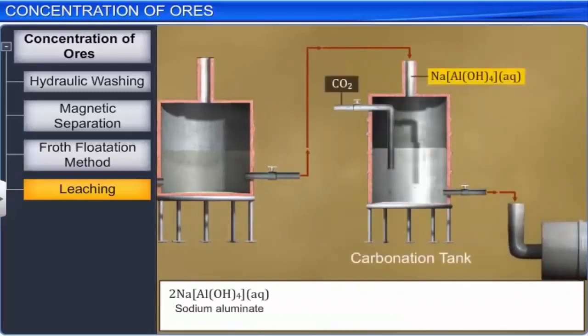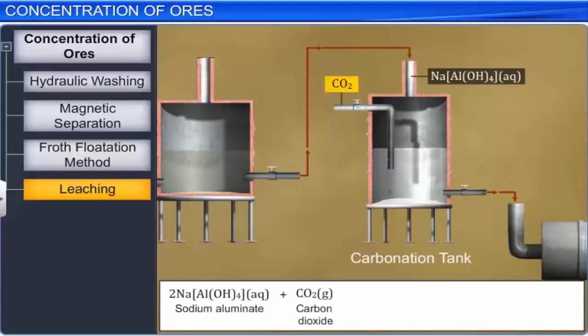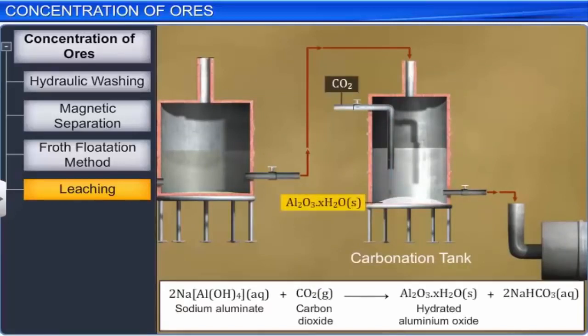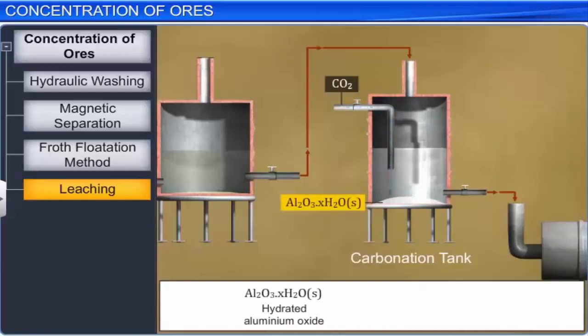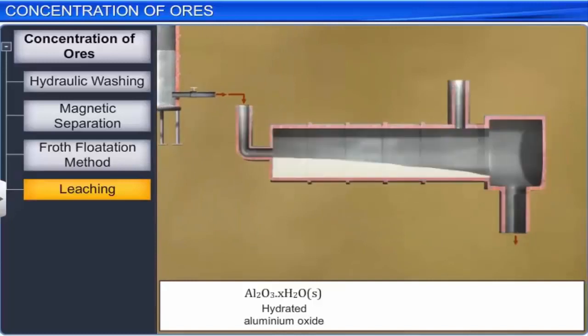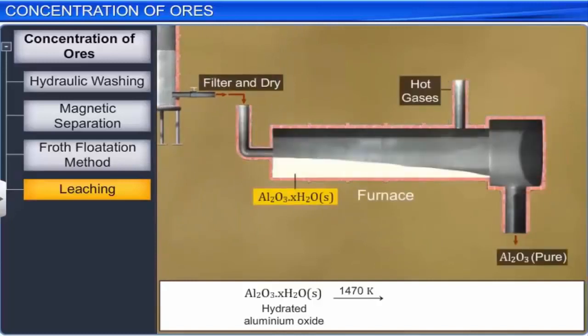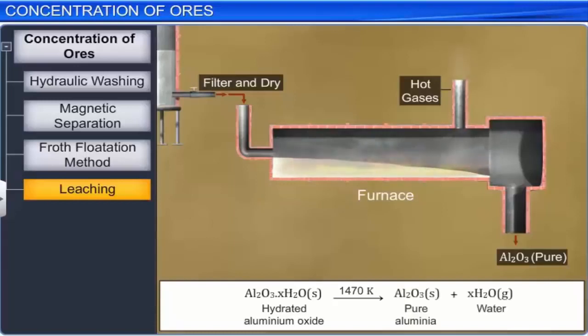The aluminate solution is neutralized by passing carbon dioxide gas. This precipitates hydrated aluminium oxide. The hydrated alumina is filtered, dried and heated to 1470 Kelvin to give pure alumina, that is, aluminium oxide.